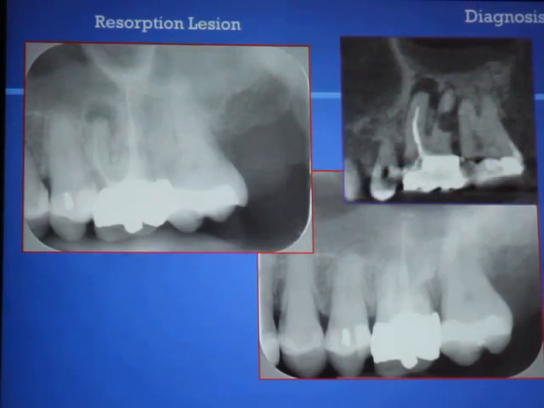And you take a conebeam CT and you see a big external resorptive defect on the distobuccal root.